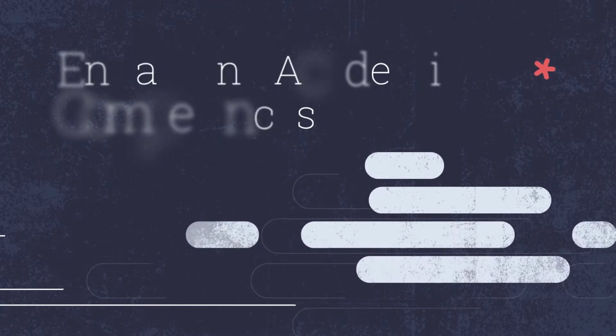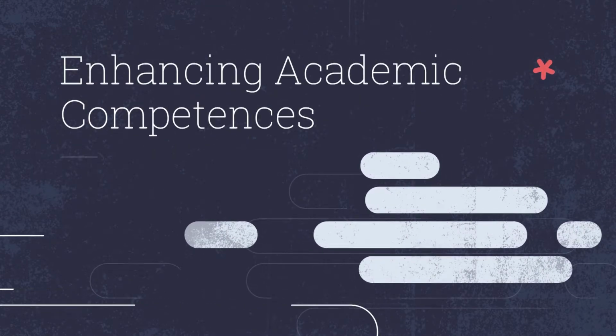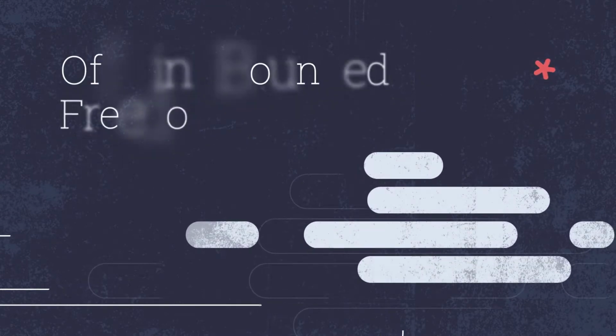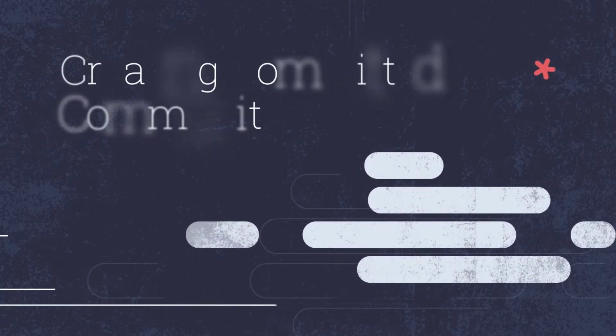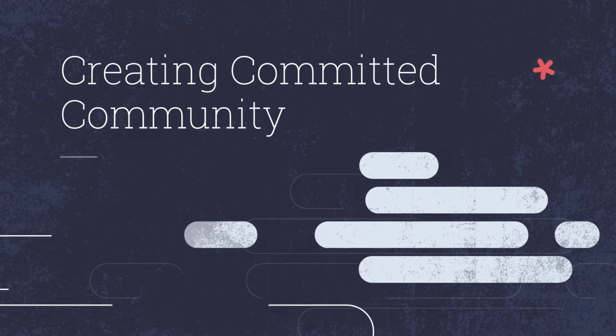Within honors pedagogies we see three main routes, and they're also called the three pillars of honors pedagogies. And those three pillars are called enhancing academic competences, offering bounded freedom, and creating committed community. And although they are called three pillars, you can only use them really together. To enhance academic competences, you need also a community in your class.